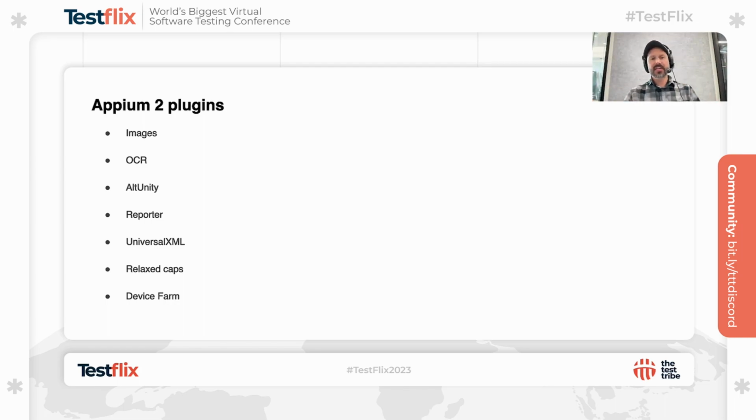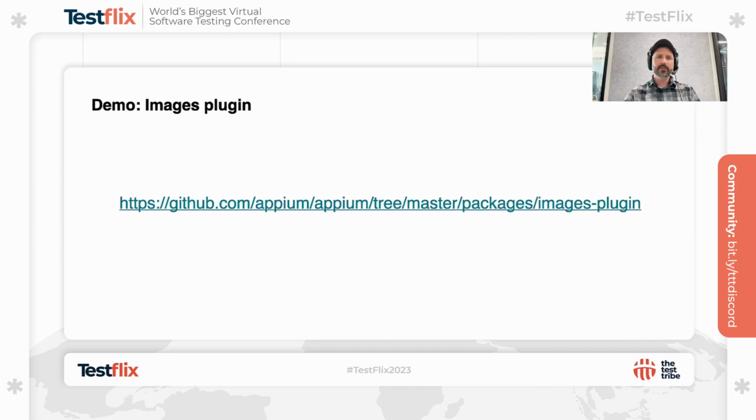The Relaxed Capabilities plugin lets you use pre-W3C WebDriver spec capabilities and still launch an Appium session. Kind of a utility plugin, useful maybe if you're using an old WebDriver client or something like this to try and talk to the Appium server. There's also a Device Farm plugin, which lets you manage devices and run Appium tests on multiple devices at the same time, things like that. We're going to do 5 plugin demos here. We'll start off with the Images plugin.